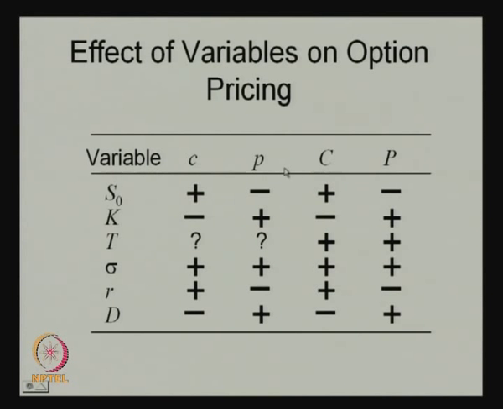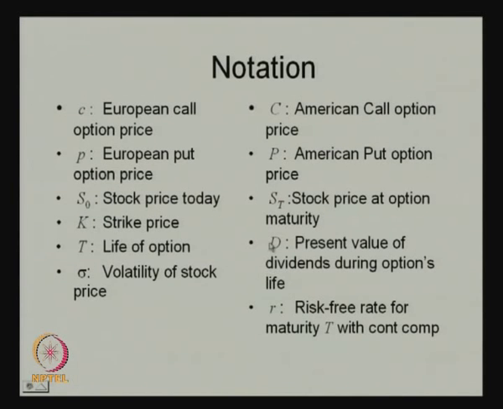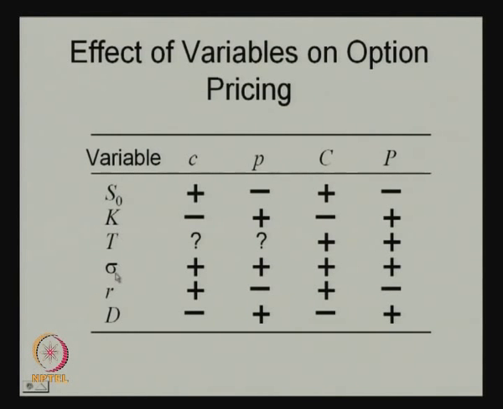Then there are certain variables which affect the option prices. Already we know that small c is the European call option, this is your European put option, this is your American call option, this is your American put option. The factors which affect option pricing are the stock price, strike price, term to maturity, variation of the stock price, the rate of interest, and D, which is the present value of the dividends during the option's life. So, these six factors play a significant role in determining the option pricing in the real world situation.